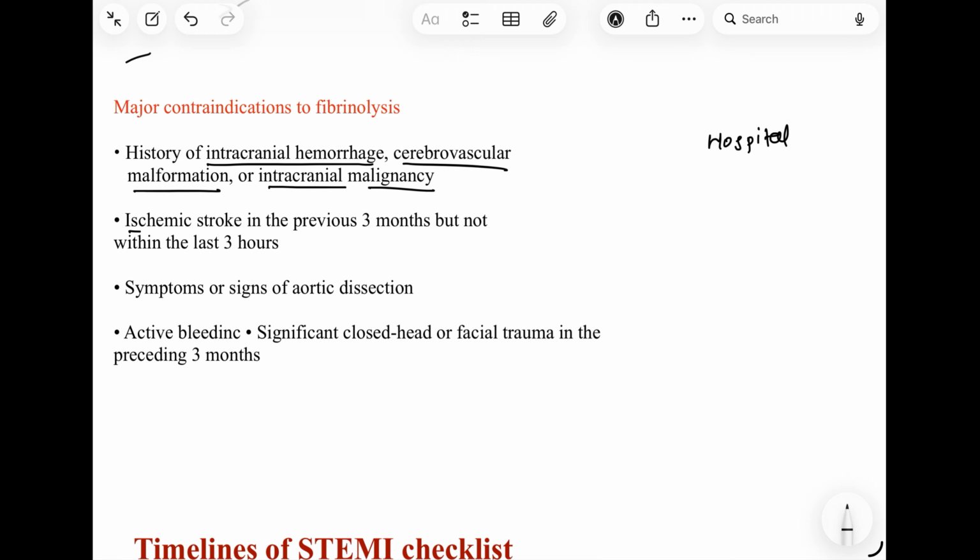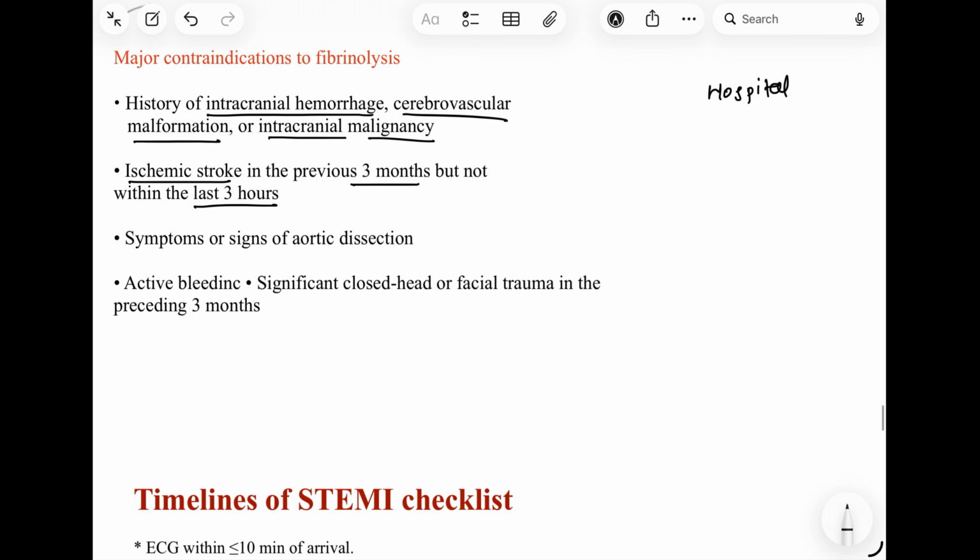Now again, if there is an ischemic stroke within the previous 3 months but not within the last 3 hours, it is a contraindication to fibrinolysis. Now why not the last 3 hours? Because we can thrombolyze the stroke as well, right?